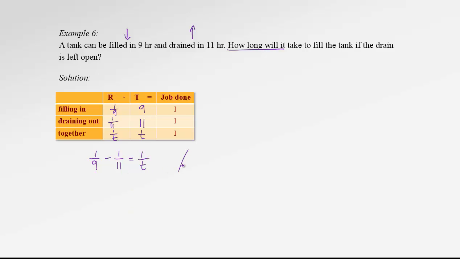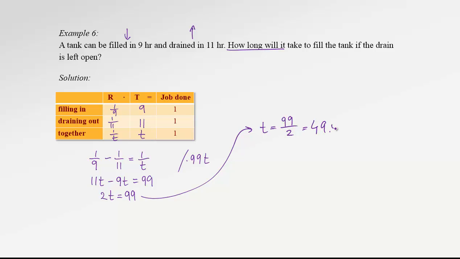And again, let's multiply by the least common denominator, which is 99t. That gives us 99t divided by 9 is 11t. 99t divided by 11 is 9t. And 99t divided by t is 99. Okay, 11t minus 9t is 2t equals 99. Therefore, t is 99 divided by 2, which is 49.5 hours. And we are ready to give the final answer. It will take 49.5 hours to fill the tank if the drain is left open.